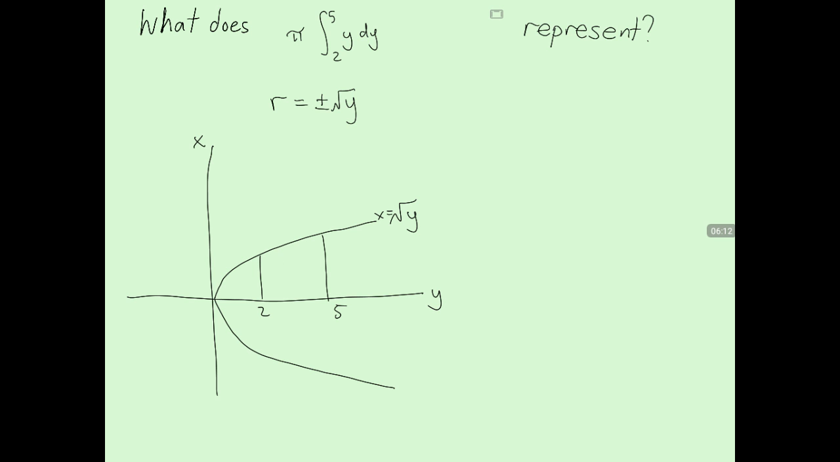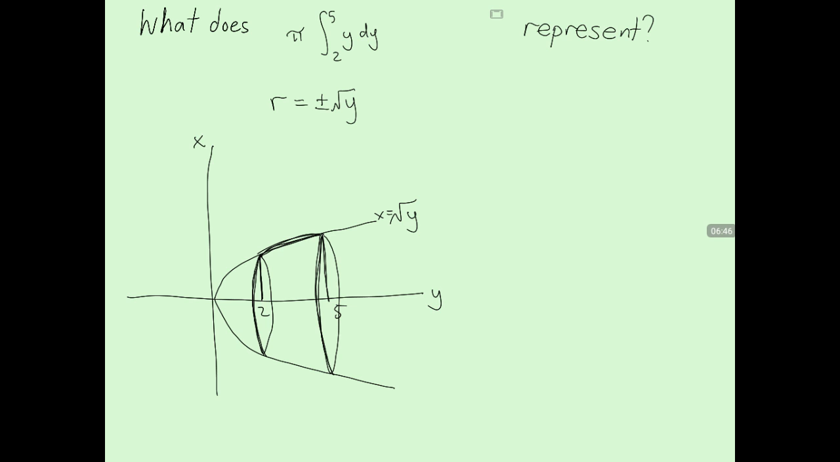So what does this represent? Well, similar to the previous example, our radius here is root y, and we're finding the area of the circle at each point and adding it together to find the volume of this shape. So essentially, we're taking the area underneath this curve over here, and we're rotating it around the y-axis.